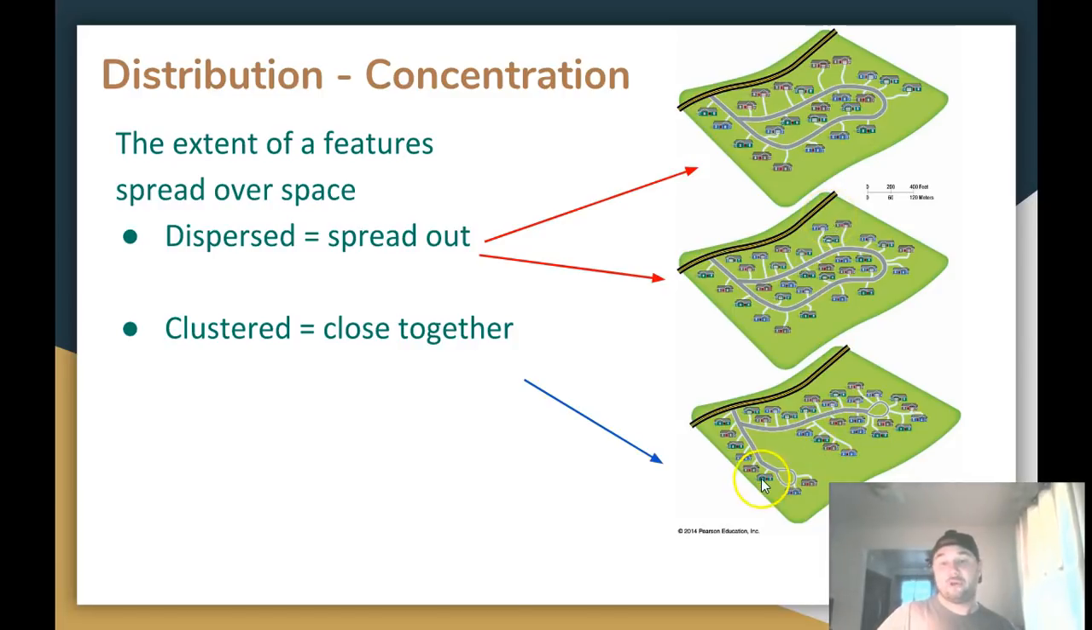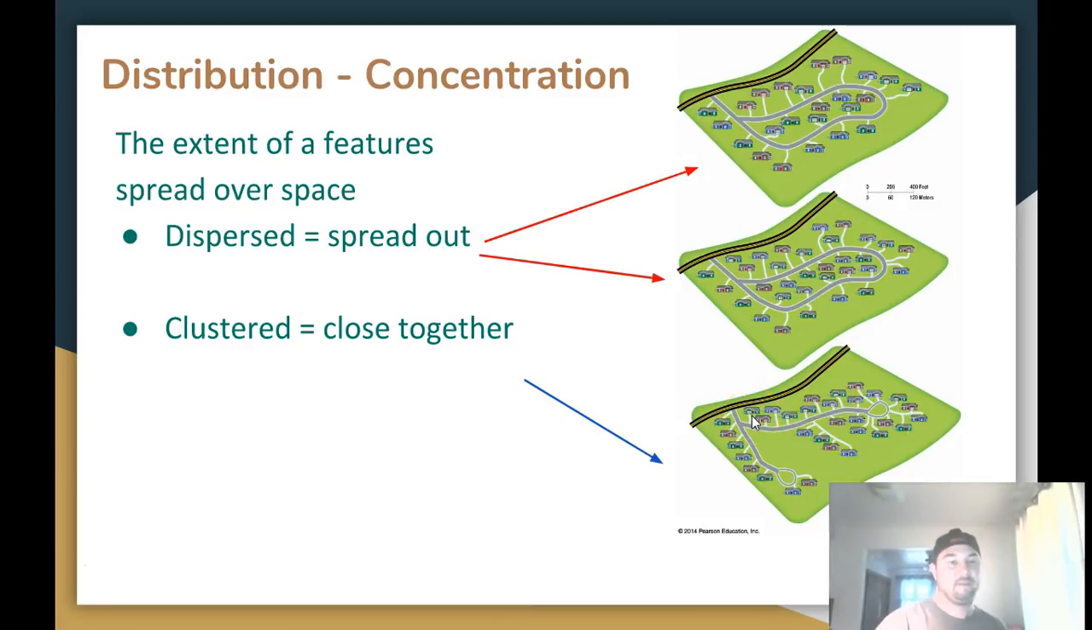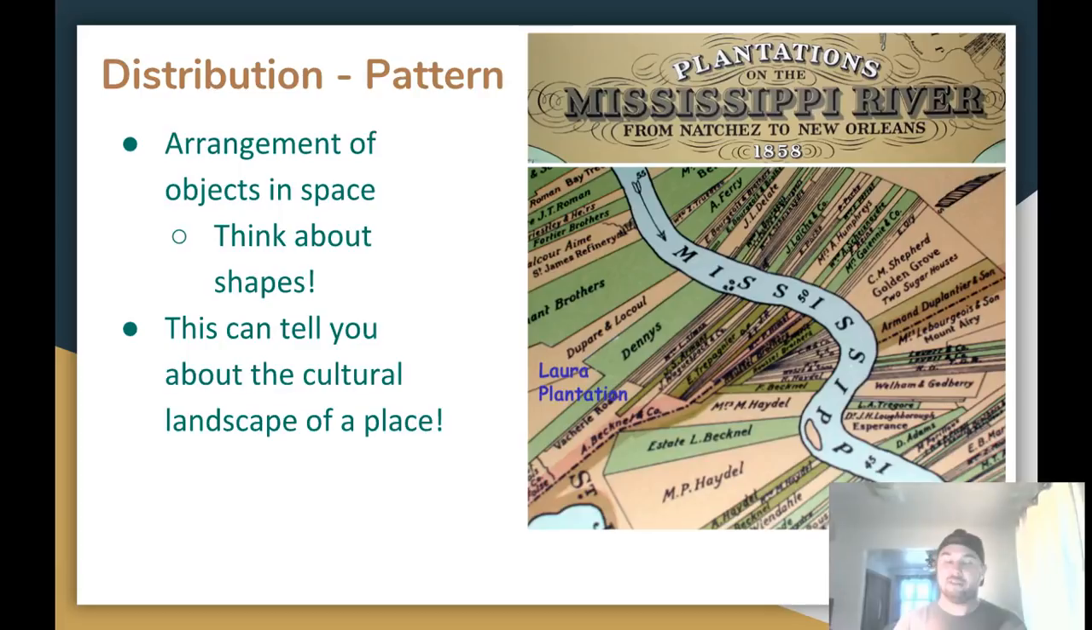Whereas you look in this neighborhood, all the houses are relatively close together. Now, again, keep thinking about the positives and negatives about each of these. Now, pattern, this is the shapes. This is the angles it makes. This is kind of making the rhyme or reason when you look at something. What does it look like? Why is it in that way?